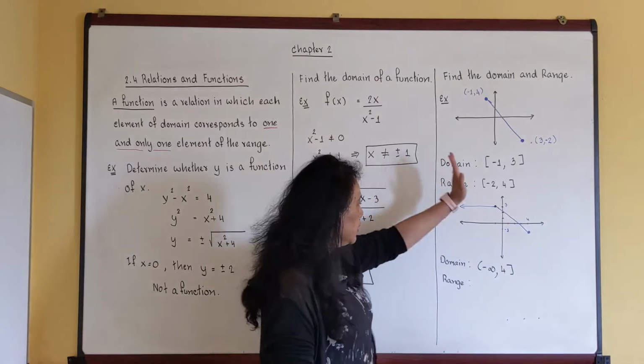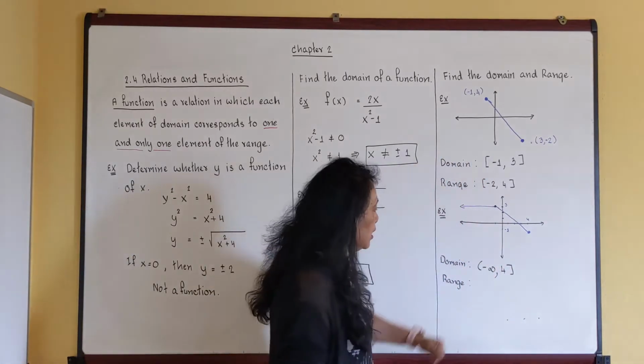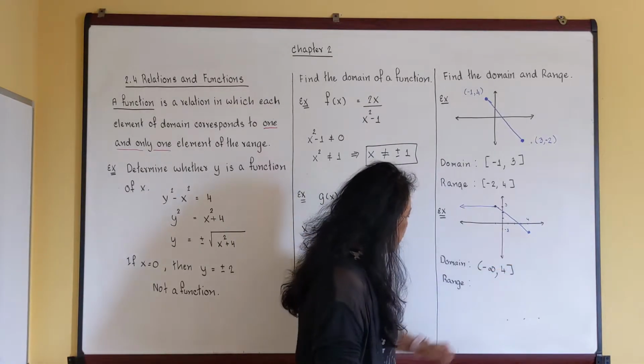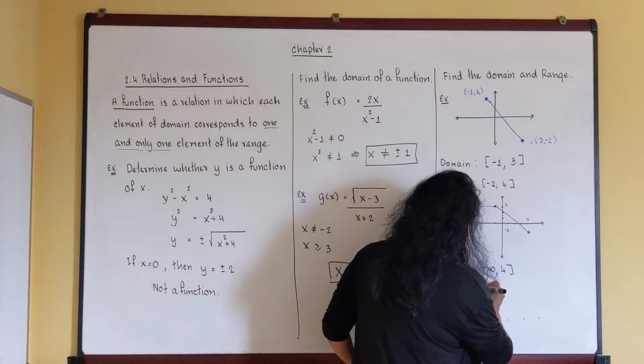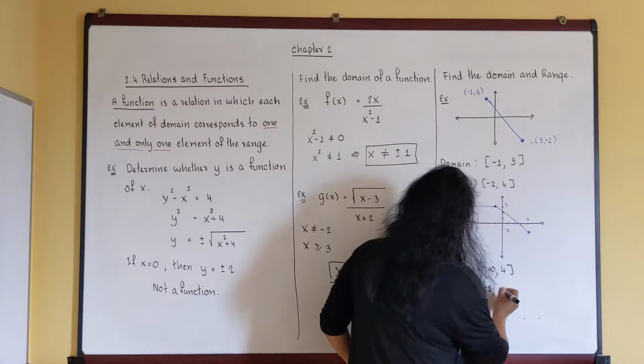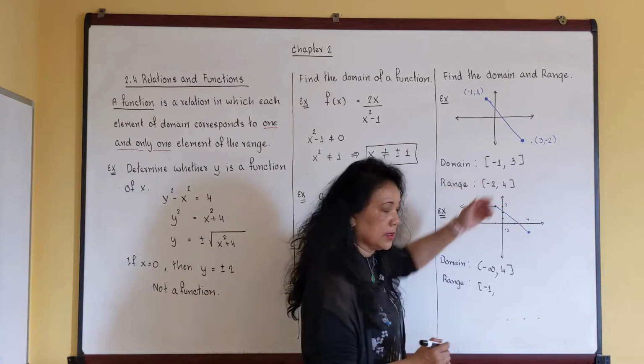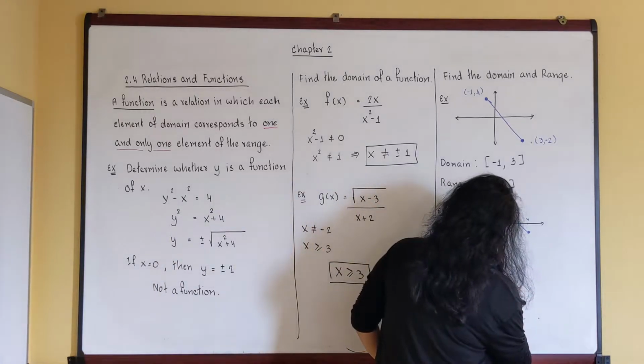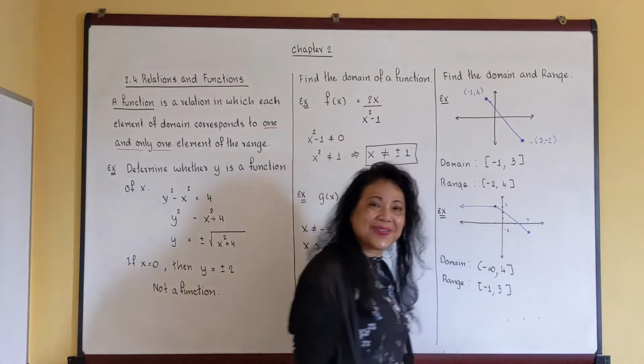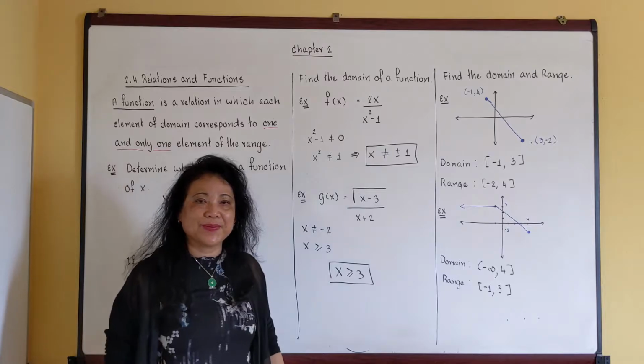Now range, think of up and down. The lowest point here is -1, including -1. Up and down, so it's up to 3, including 3. So that would be your range. Alright, let's see more examples.